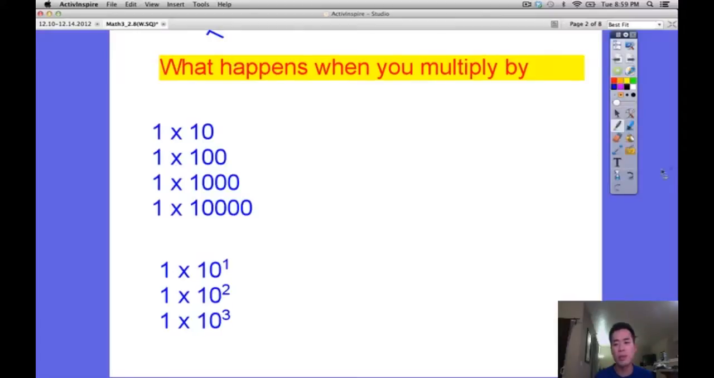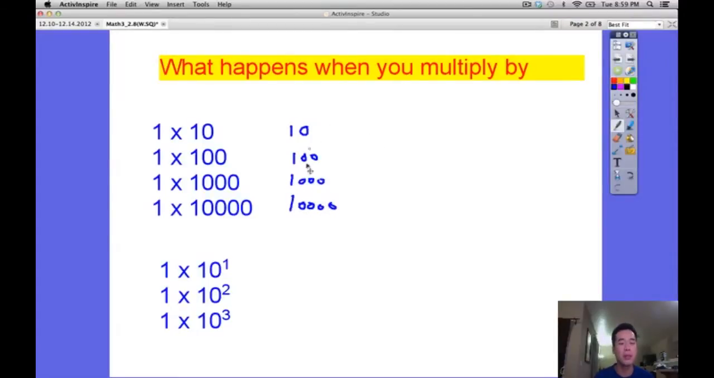So if you look on the screen here, we'll just go over some basic powers of 10. What I know is that when I have 1 times 10, I have 10. When I have 1 times 100, I have 100. And yes, 1 times 1,000 is 1,000, and 1 times 10,000 is 10,000.